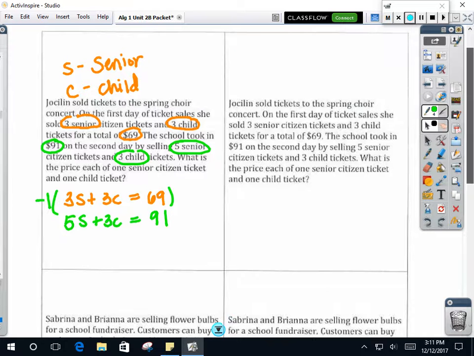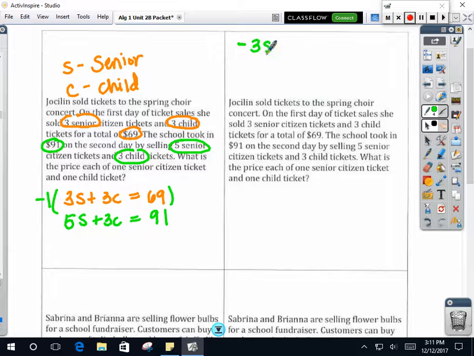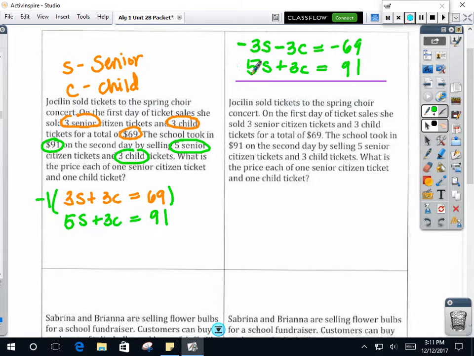All right, so the top equation will become -3S minus 3C equals -69. The bottom equation will remain the same. Now we're ready to eliminate, so we add them together. -3S plus 5S becomes a 2S. -3C plus 3C cancels, and then -69 plus 91 becomes 22. And so when you divide by 2 on both sides, you see that the senior ticket costs $11.